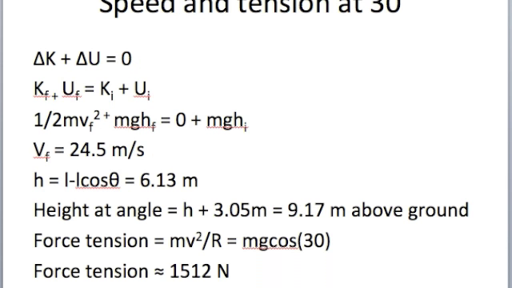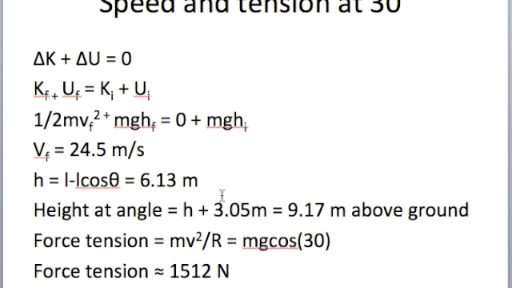Here we find the final velocity at 30 degrees from the center of the rope swing. And we know that the initial kinetic energy is zero, and then we can find that the final velocity at 30 degrees is 24.5 meters per second. And then we can calculate the tension at 30 degrees.